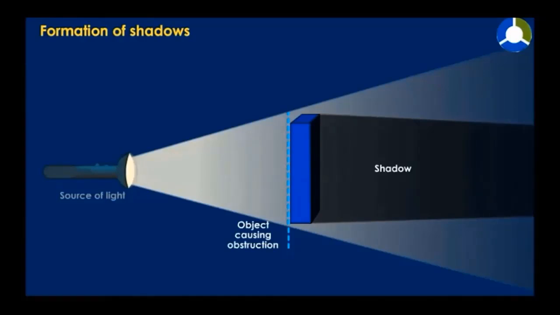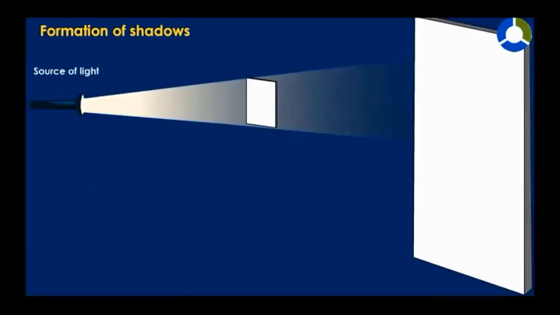As we had discussed earlier, an opaque object can cast a dark shadow, a translucent object can cast a faint shadow, whereas a transparent object casts no shadows. Shadows form because light travels in straight lines. If the source of light is very small, that is, a point source, then a sharp, well-defined image is formed on the screen.